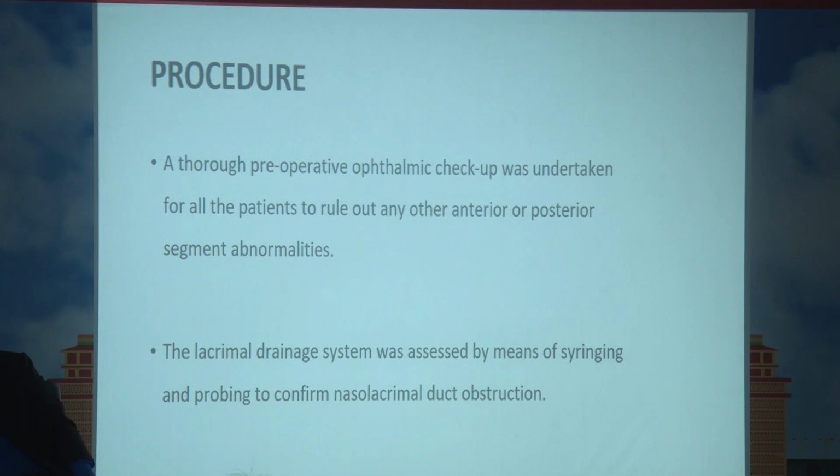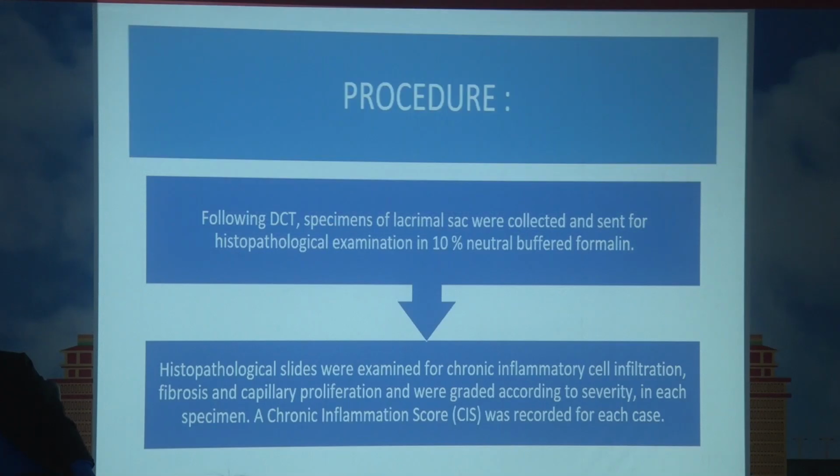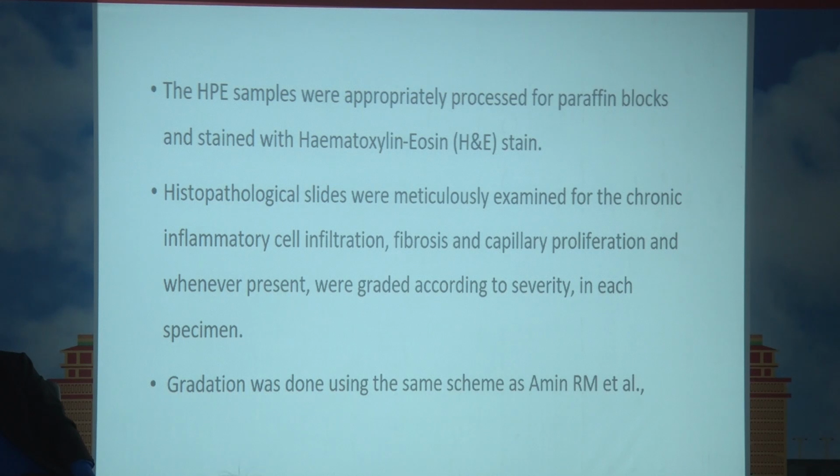The procedure: a thorough preoperative ophthalmic checkup was undertaken for all the patients to rule out any other abnormalities. Then the lacrimal drainage system was assessed by means of syringing and probing to confirm nasolacrimal duct obstruction. Then DCT was done and the specimens of lacrimal sac were collected and sent for histopathological examination in 10% neutral buffered formalin. There the slides were examined. They were appropriately processed for paraffin blocks and stained with H&E stain.